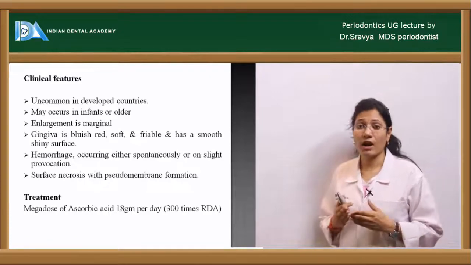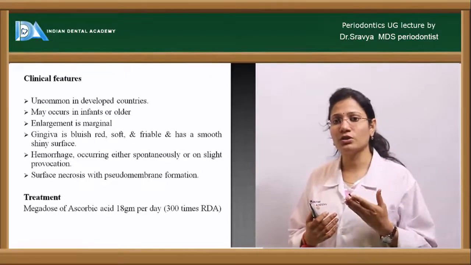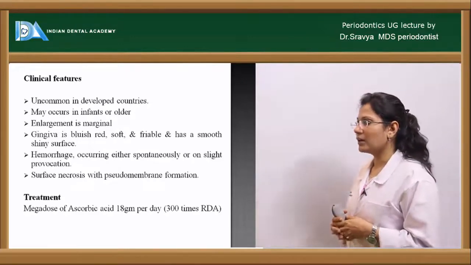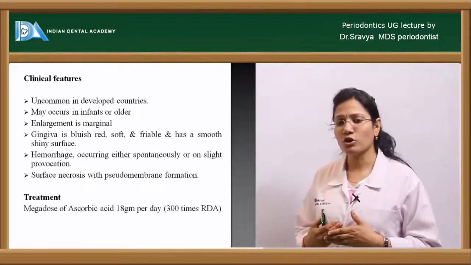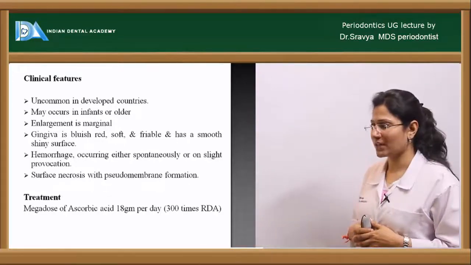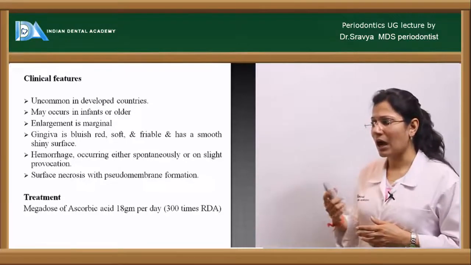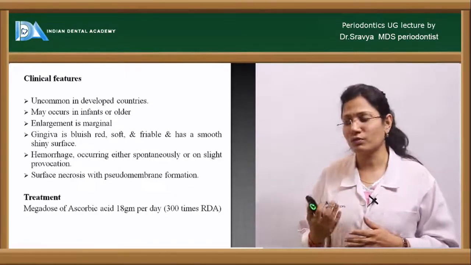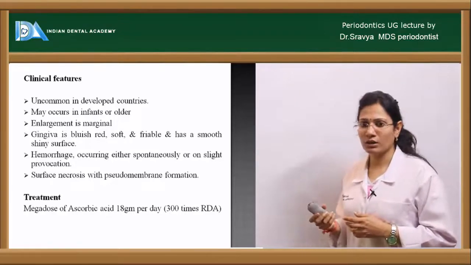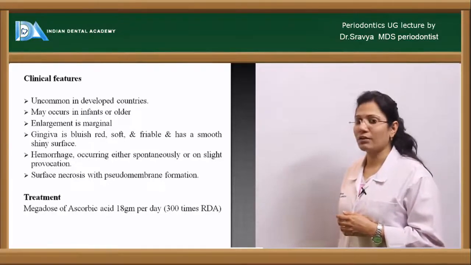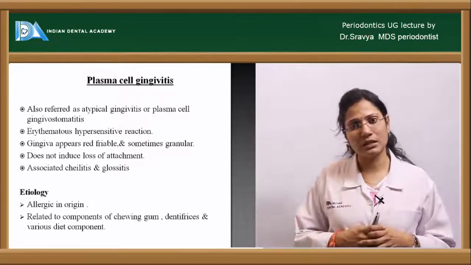It can be friable, I told you, because of the fragility of the tissues, because of the lack of synthesis of collagen. And then it has a smooth, shiny surface. And then hemorrhage occurring either spontaneously or on slight provocation. Surface necrosis with pseudomembrane formation can be seen. How do you treat it? You give mega doses of ascorbic acid, that is about 18 grams per day, or 300 times that of the recommended daily allowance. Coming to plasma cell gingivitis.